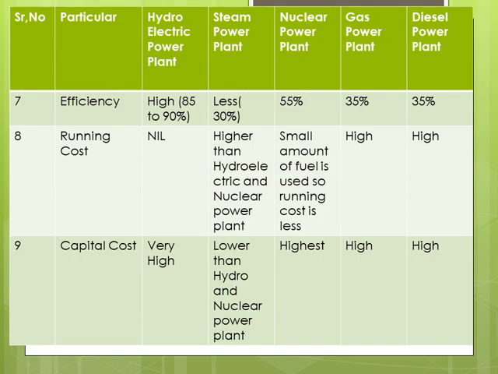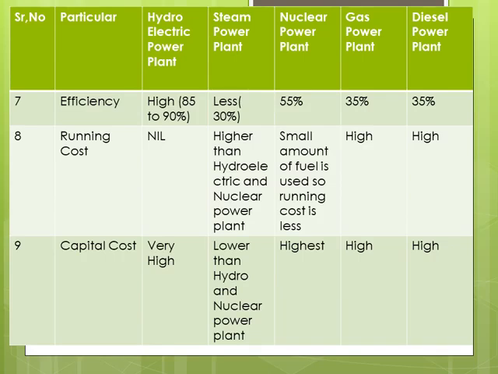Running cost. Here we are considering the cost of the fuel. We are not considering the maintenance cost here. So only on the basis of the cost of fuel we are calculating its running cost. For hydro it is nil because water is a natural resource. For steam it is higher than hydroelectric and nuclear. And for nuclear, enrichment of fuel is very costly, but a very small amount of fuel is required in these plants, so its running cost is less. It is high for gas and diesel power plants.